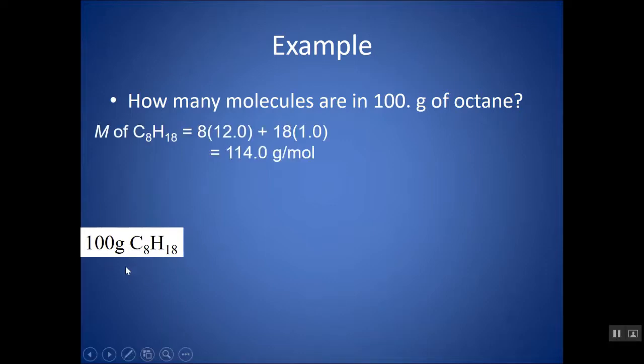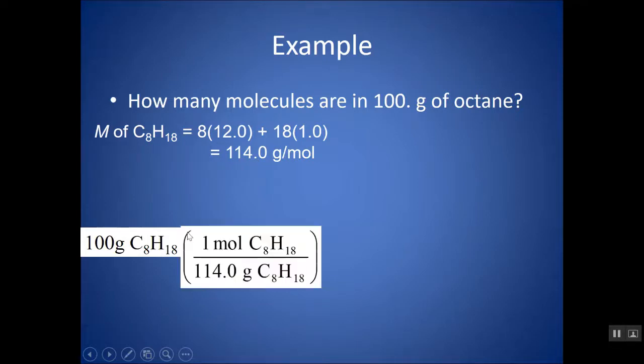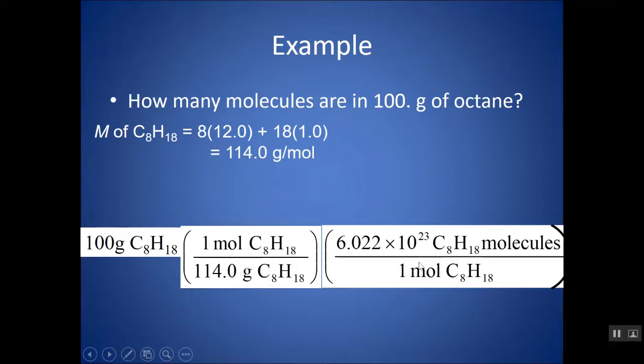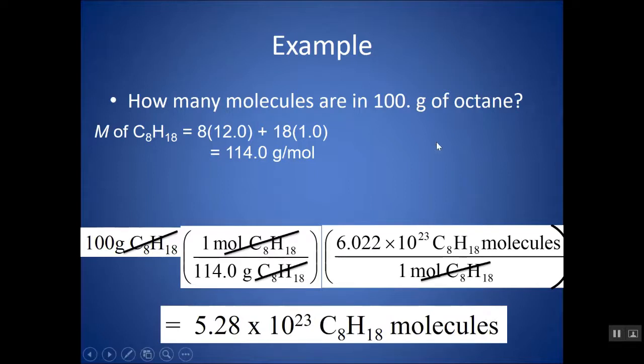Let's change this into moles using the molar mass, so somewhere on the side, calculate the molar mass, about 114, and that's going to go on the bottom, so grams cancel, and 1 mole is on top. Now I can change moles into the number of molecules by using 6.022 times 10 to the 23rd, Avogadro's number. Notice now I'm not saying that's how many atoms, I'm saying that's how many molecules, because C8H18 is a molecular compound. So it's not how many atoms of it I have, it's how many molecules I have. And I should get, rounding to 3 sig figs, since that's what I start with, 5.28 times 10 to the 23rd.